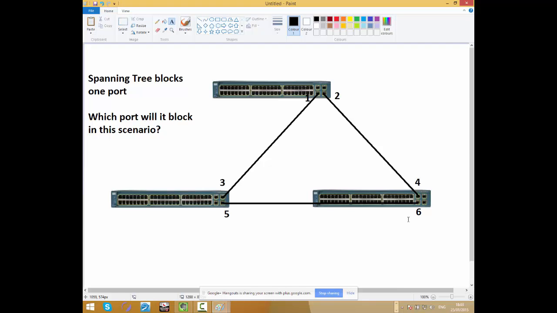The first one that gets all the data? No, six. Six? Who said six? Remy, you said six. Why six? Because it goes by the lowest port. The lowest port is the one that gets blocked.